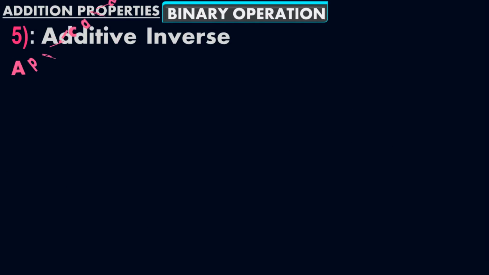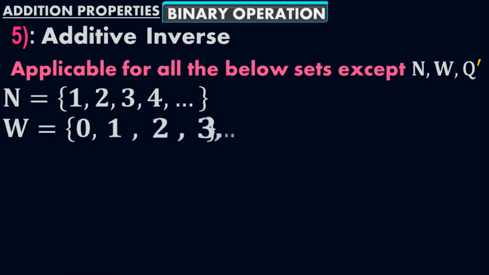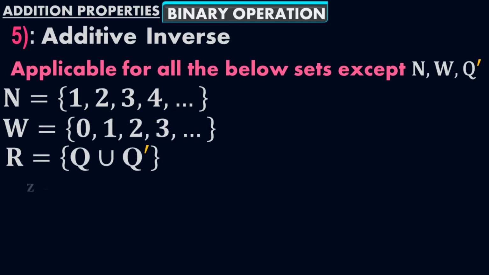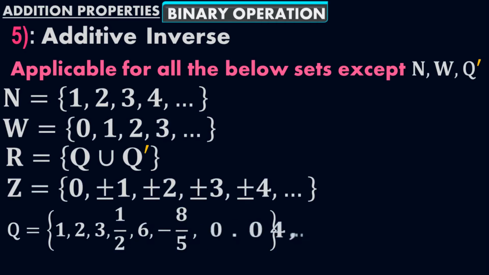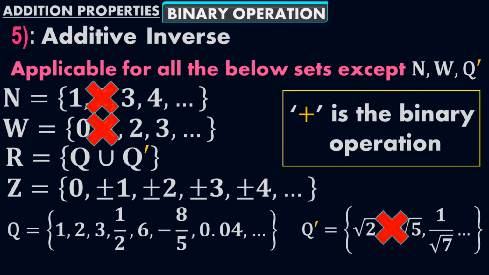The additive inverse property is applicable for all the below sets except natural numbers, whole numbers, and irrational numbers. If we have the set of natural numbers, whole numbers, real numbers, integers, rational numbers, and irrational numbers, it doesn't work for the natural numbers, and it also doesn't work for the whole numbers. It also doesn't work for the irrational numbers. We have used the addition binary operation in the additive inverse property.